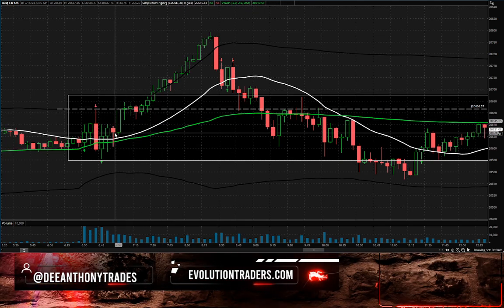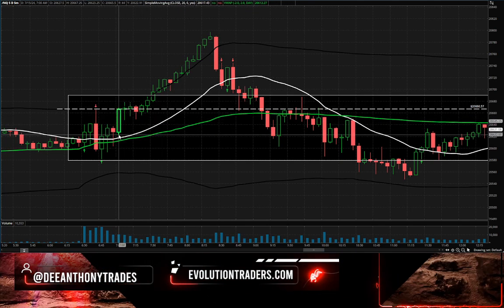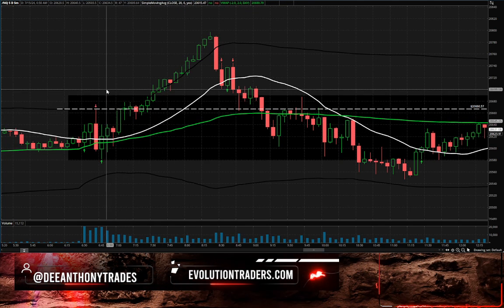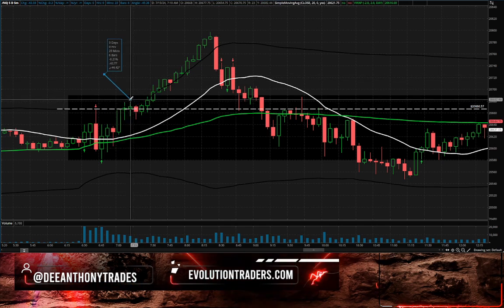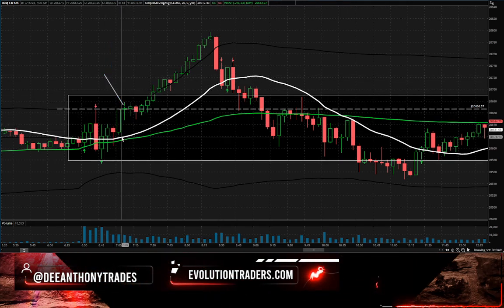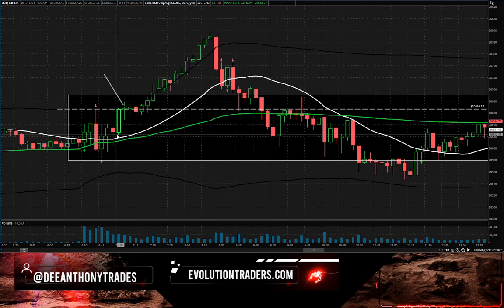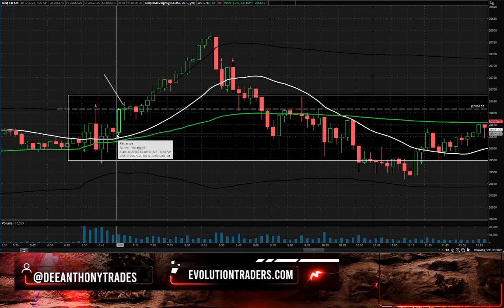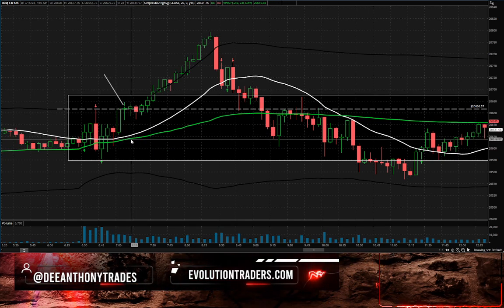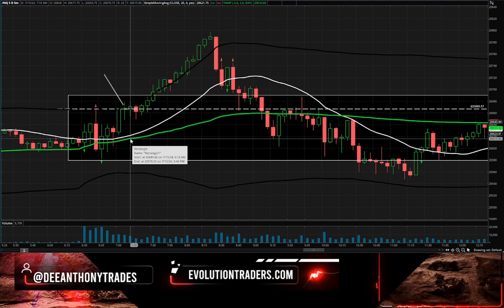My stop loss is going to be a previous 5-minute candle low. If I'm going to enter on this candle, I'm going to give it the previous candle low and/or a close below the 20 or the VWAP. That's going to depend on how much risk you want to assume.